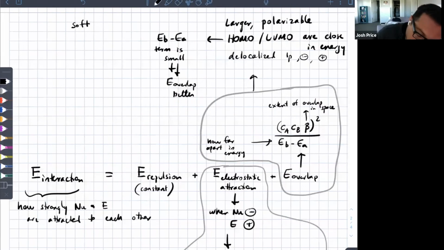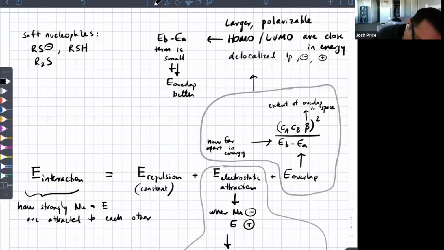Soft nucleophiles or soft Lewis bases. Let me give you some examples of that. So these are all going to be larger versions of those second row nucleophiles. For example, thiolates, negatively charged thiols, actually neutral thiols and thioethers work as soft nucleophiles. Iodide, phosphines, which is the third row version of the amine.